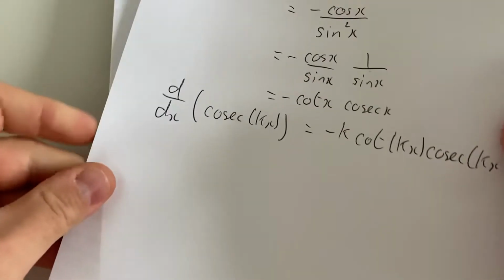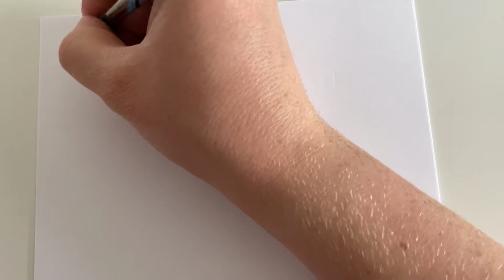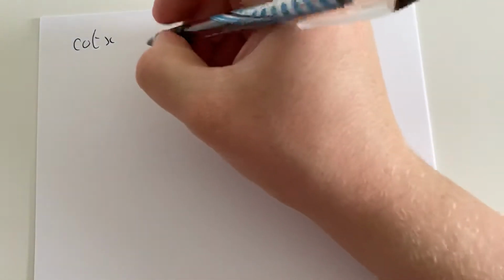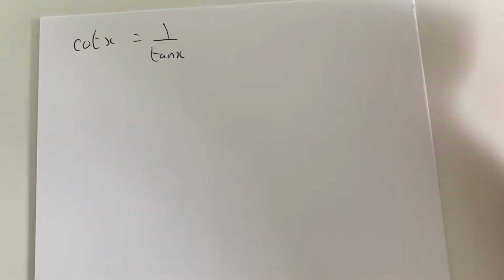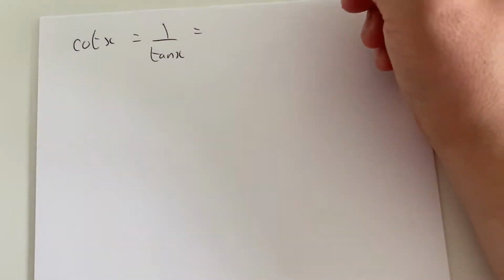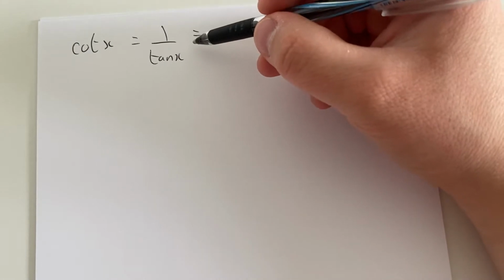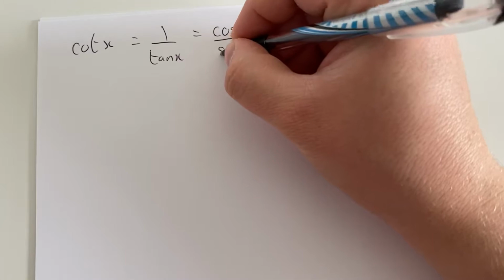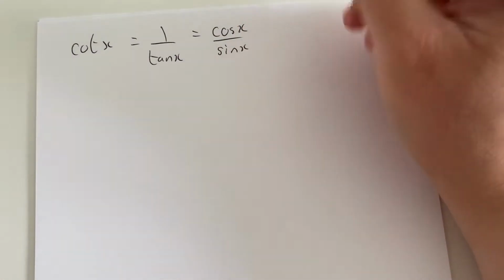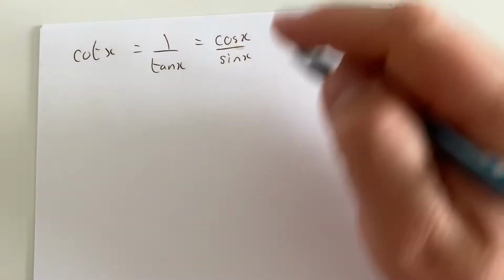Finally, the last one I need to do would be cot, and then we've done them all. So if we have cot x, you need to think of that as 1 over tan x. You could differentiate that using the chain rule. I personally find it easier to do cos x over sine x and then do the quotient rule.